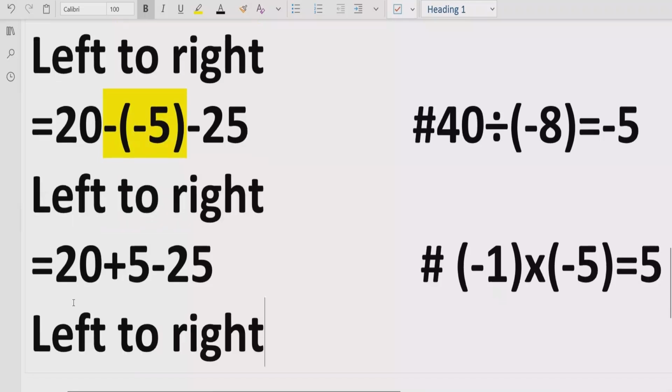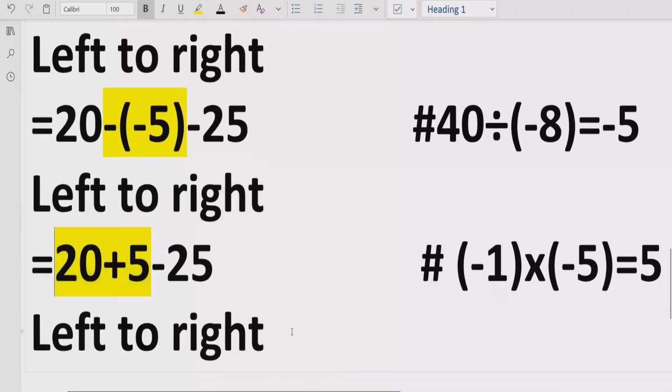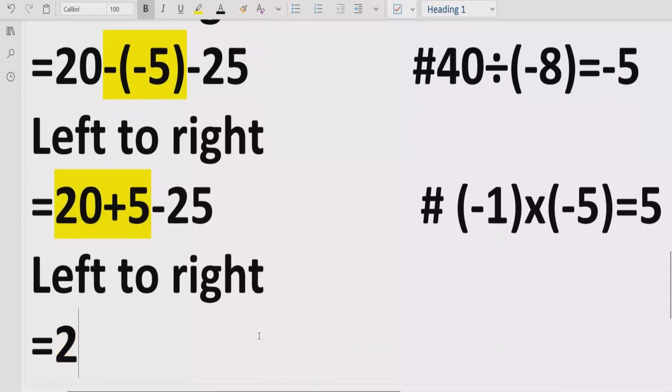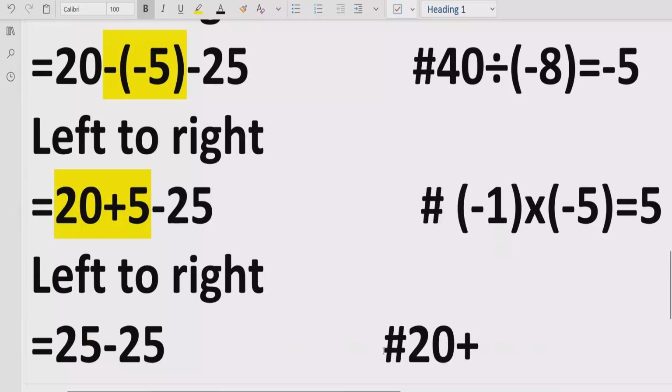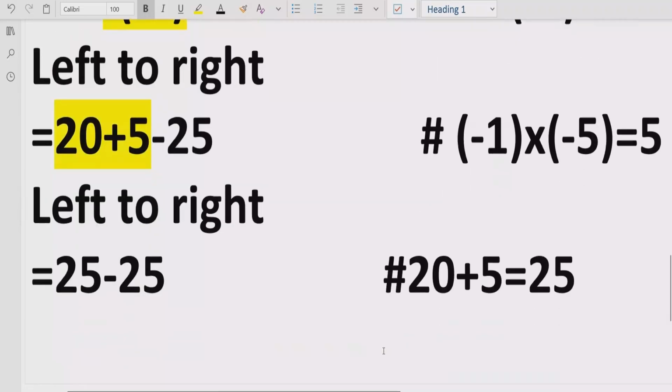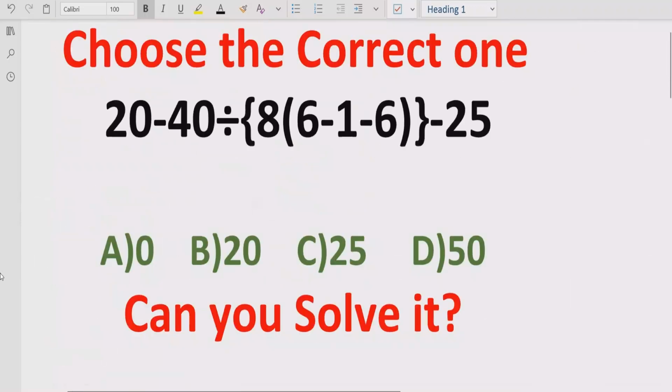Now we can solve the addition and subtraction, again going left to right. So we have here 20 plus 5, it becomes 25, and minus 25. Here we give the reference: 20 plus 5 equals 25. Now we have two terms which are similar but opposite in sign. So we will subtract both of them and get the answer 0. So the answer of the given expression is 0. If you see the answer list, answer A is the correct answer of this expression.